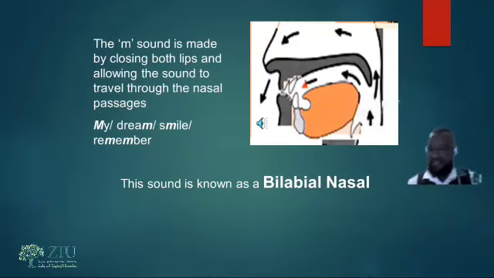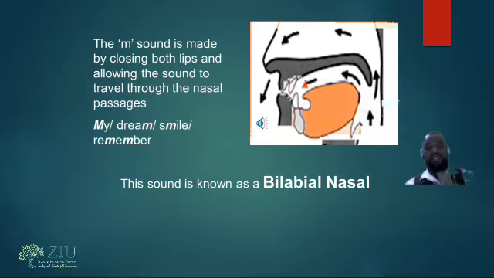The m sound. I said there are three nasal sounds. The first one is n, and m sound. The m sound is made by closing both lips and allowing the sound to travel through the nasal passages. So look at this diagram here. Part of the release comes through the lips, and the rest of the sound comes through the nasal.